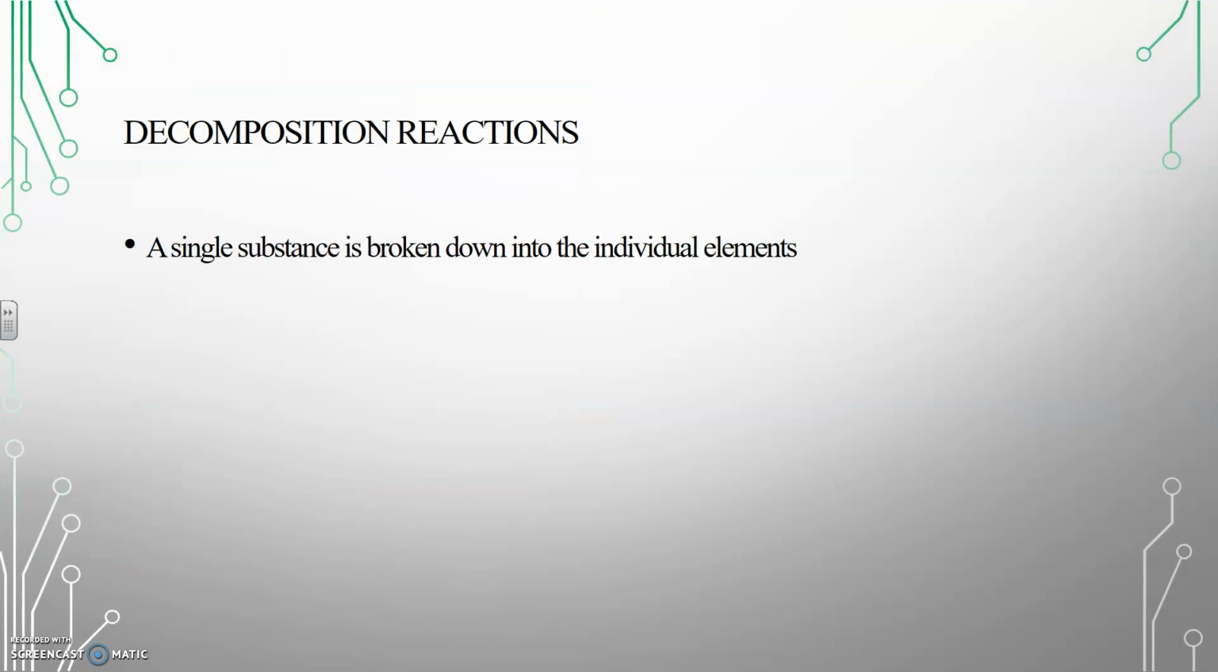Next up, we have decomposition reactions. So these are basically the exact opposite of synthesis reactions. You're going to have a single substance, a compound, broken down into the individual elements. So where we started with A plus B and got AB during the synthesis reactions, now we're starting with our compound. So we have our compound AB, and we're splitting it into A plus B.